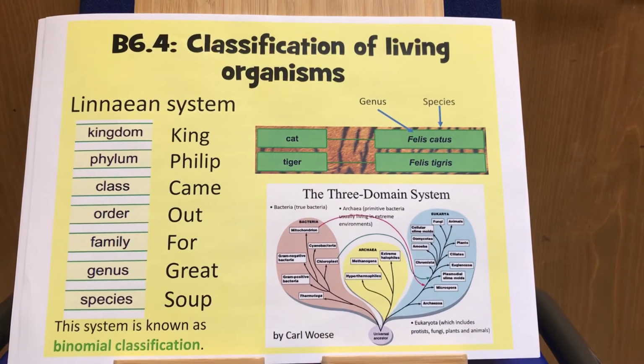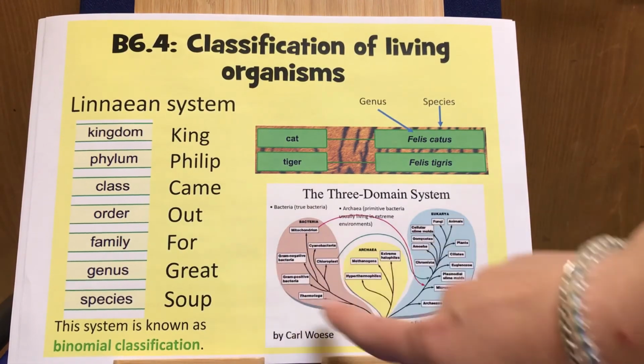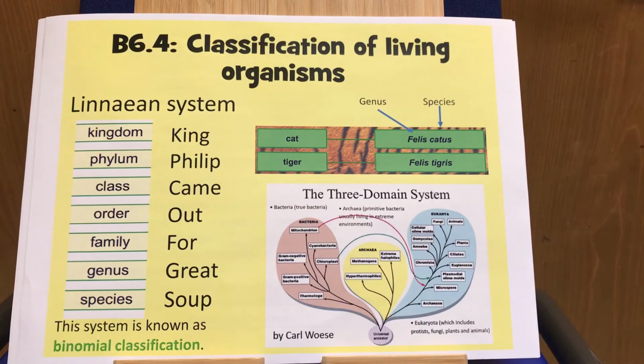Then Carl Woese came along. Carl Woese only died in 2012, and he said, looking at genetics only, we can actually classify the structure of these living things into 3 domains, and he named it the 3-domain system. Here are the 3 domains. Now all we need to know is the names of these 3 domains.